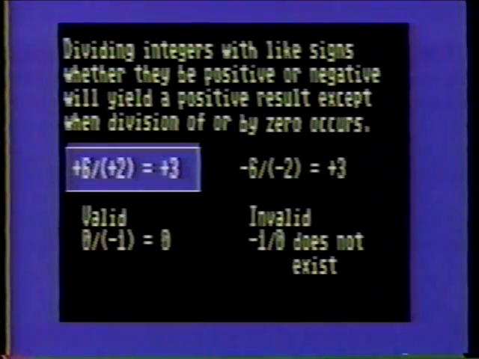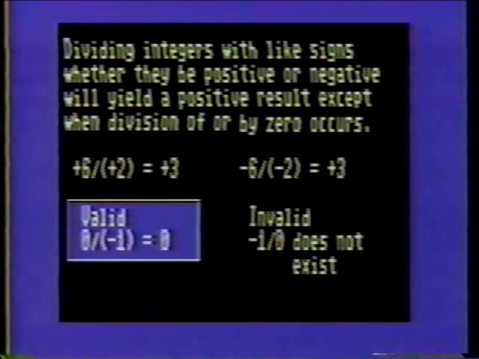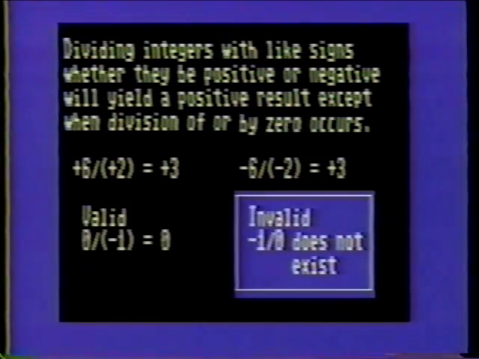Dividing integers with like signs, whether they be positive or negative, will yield a positive result except when division of or by 0 occurs. Positive 6 divided by positive 2 is positive 3. Negative 6 divided by negative 2 is positive 3. Let's discuss the exception, 0. 0 divided by negative 1 is 0. Negative 1 divided by 0 does not exist. Division by 0 is impossible.